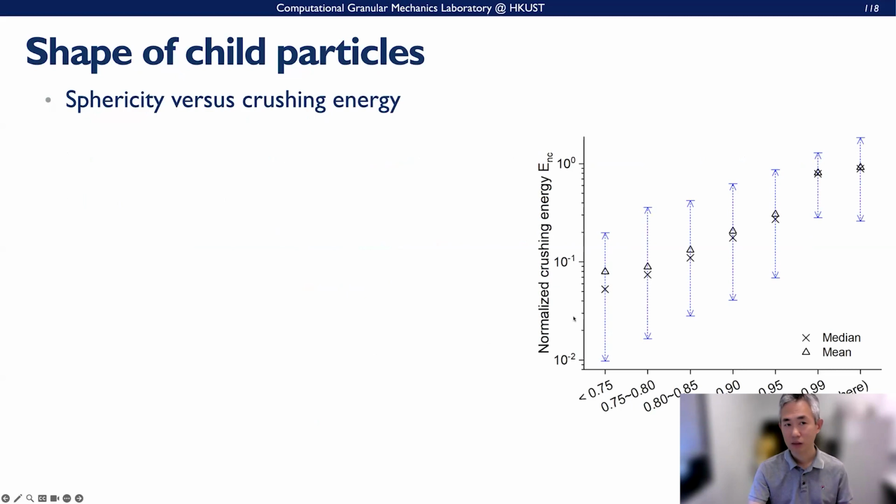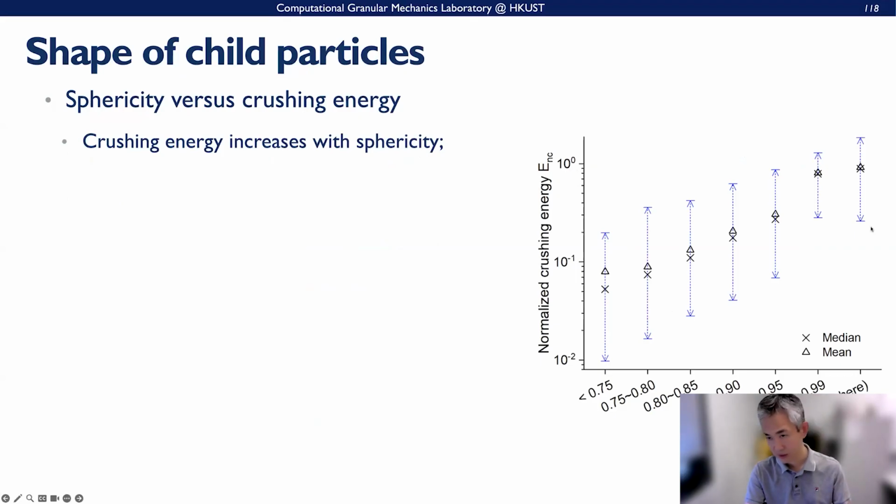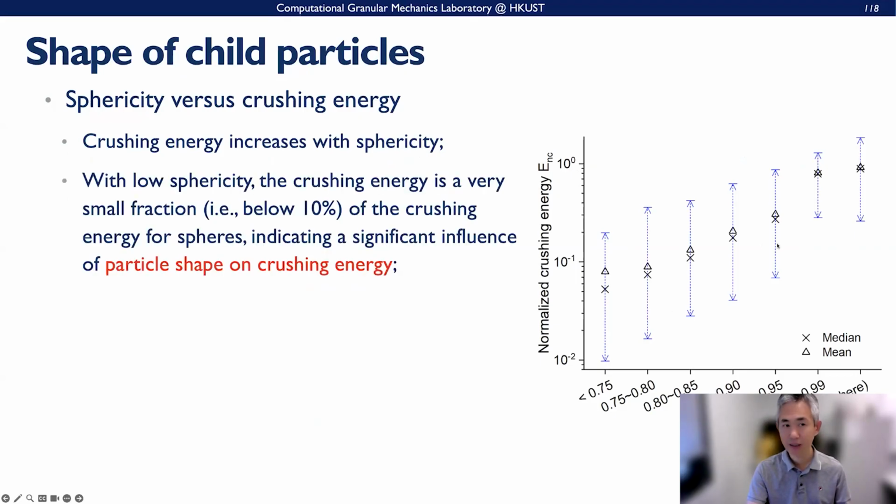These are the other statistical results when we look at this normalized crushing energy and correlate it with the sphericity. So the crushing energy will increase with the sphericity here. And with low sphericity the crushing energy is a relatively small fraction, for example, even less than 10% of that of the spheres here.